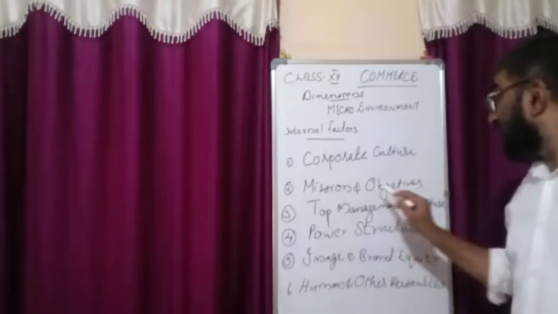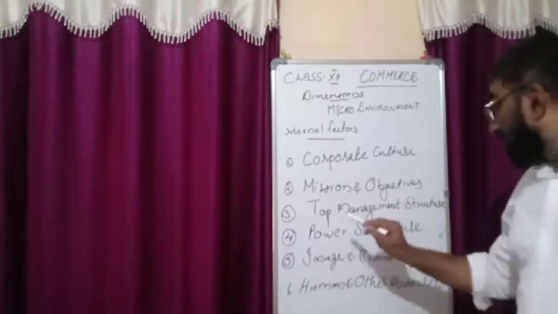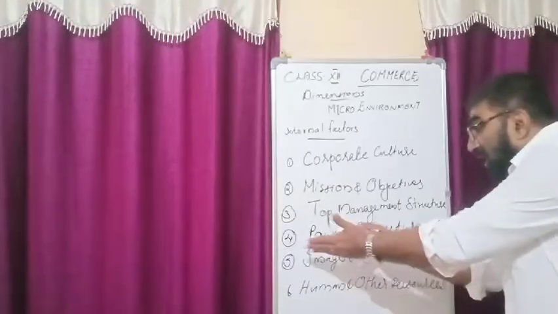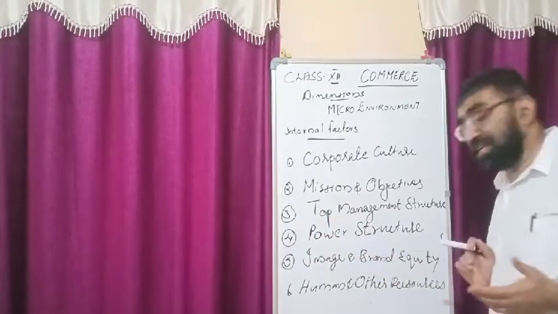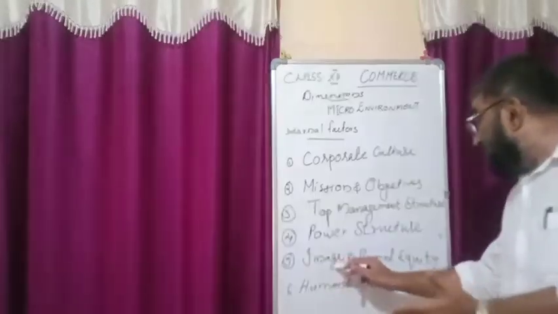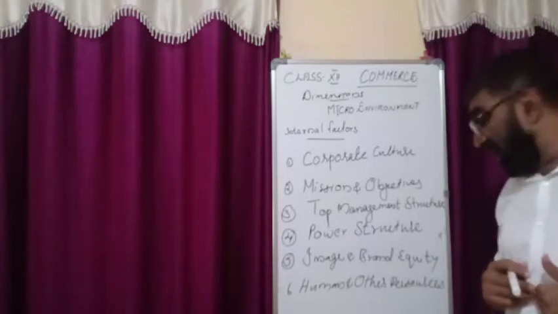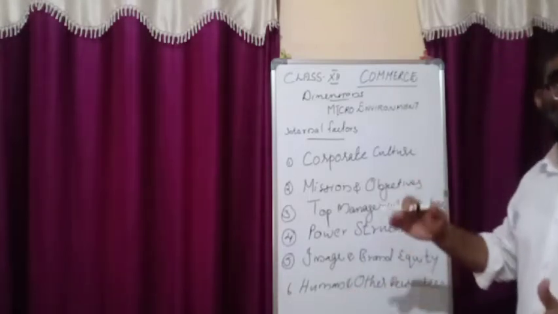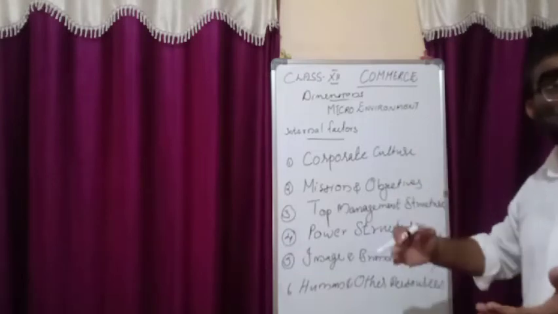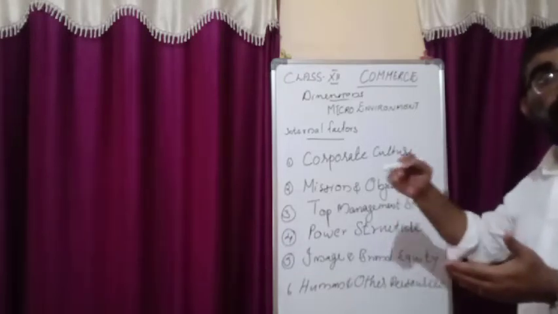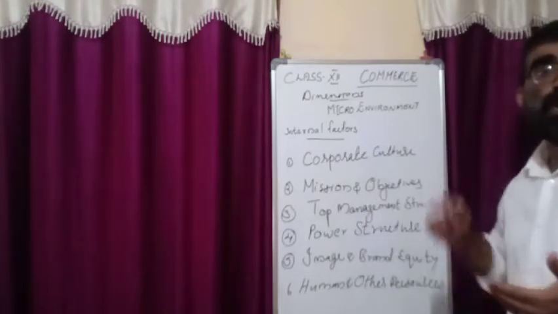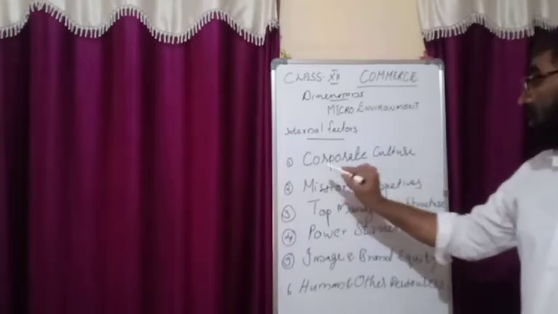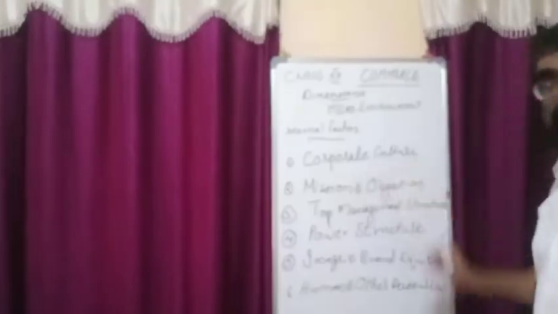Then mission and objectives, top management structure, internal power structure, power relations, company's image and brand equity, human and other resources. These are the main internal factors directly influencing the activities of a business enterprise. We'll see about corporate culture.